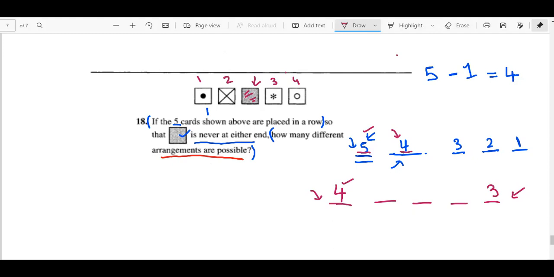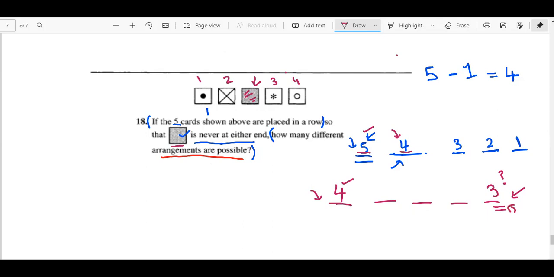Okay, wait. But why did you write it at the other end? Why not after 4? Excellent, very good question. I will fill in the internal blanks as well. I'm writing it at this end because the question says that if the 5 cards shown above are placed in a row, so that this is never at either end. This was my condition. I have to make sure that before filling in the other slots, I fill in this last part. This is the condition, right?